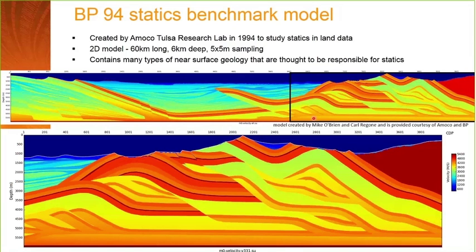And even at this scale, you can see it contains a lot of near-surface features that are thought to be responsible for statics. We're focusing on the right third of the model I've outlined in black here and sort of zoomed in on the bottom. And I've plotted the surface in white. So you can see there's about a 1,000 meter elevation change over the course of the model and lots of detail on the near surface.